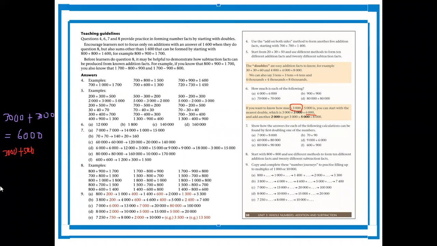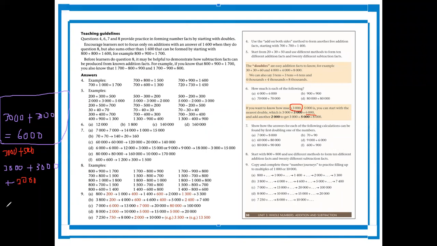So we know this is the doubling of the lower number, which is 3,000. And if we use that, we get 3,000 plus 3,000 plus 2,000, because 3,000 plus 2,000 will give us 5,000. So then we'll still have 3,000 plus 5,000 like it is in the original question.